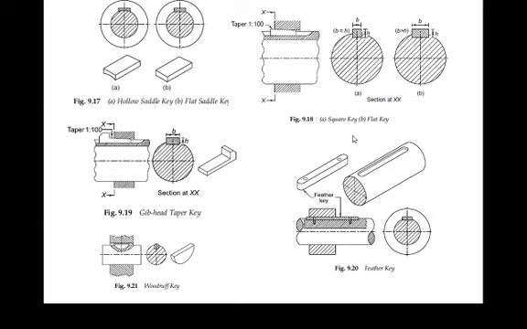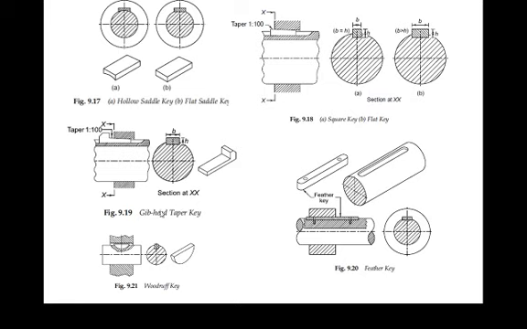Now let us see all the keys in the pictorial view. The saddle key will be available only in the hub. No slot will be available in the shaft. This is the shaft, the hatched portion shows it is a shaft, and this portion shows it is a hub. See, the keyway is available only in the hub. This is the hollow saddle key, and the second one is a flat saddle key.